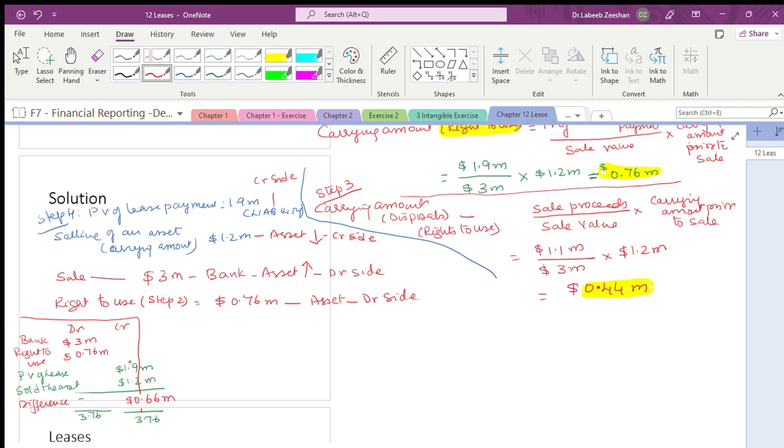What is this 0.66? Is it a difference on the debit side or on the credit side? On the credit side. If it is a difference on the credit side, is it a profit or is it a loss? Profit. Think. Will be loss.